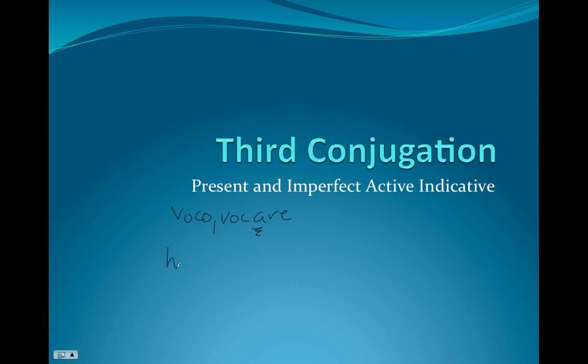And in the second conjugation, like habeo, habere, it's going to be marked by this E throughout. So habeo, habes, habet, and in the imperfect, habebam, habebas, habebat.